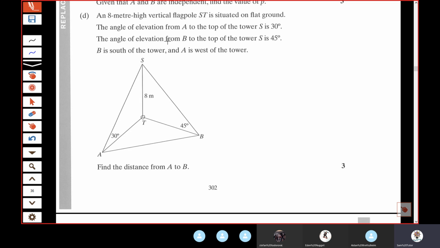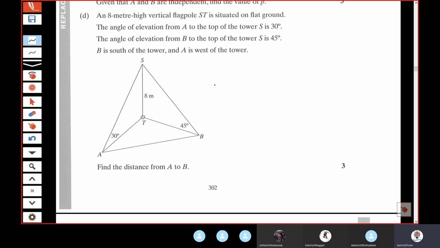All right, an 8-meter high flagpole is situated on flat ground. The angle of elevation from A is 30 degrees, from B is 45 degrees, B is south of the tower, and A is west, which means it's a right angle. Find the distance AB. I think we know what we usually have to do. You find BT. See what I mean by the HSE being easy? It's probably the easiest one you would get. You won't get that in the trials, at all.